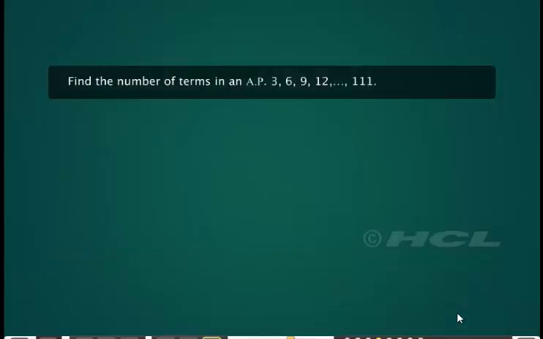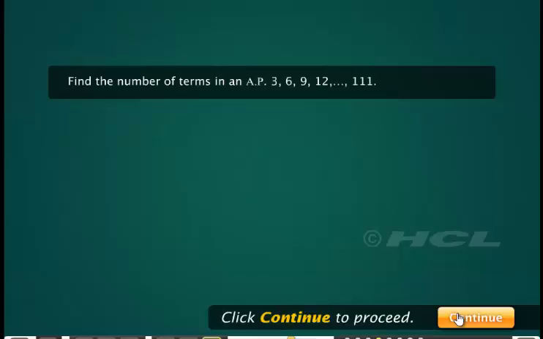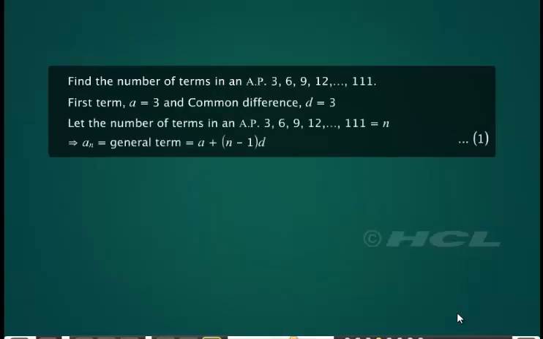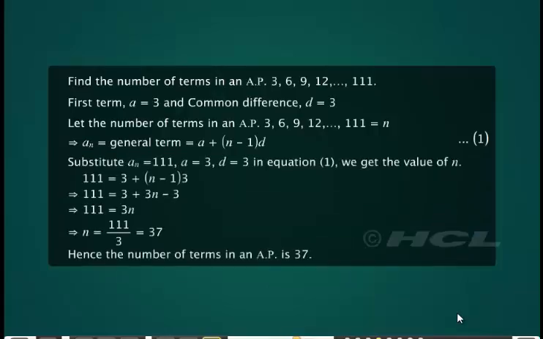Now find the number of terms in the given arithmetic progression. In the given AP, the first term a equals 3 and the common difference d equals 3. Let there be n terms in the given AP. Then the nth term is given by the general term as shown. Label this equation 1. In the given AP, the nth term is 111. Hence, substitute an equals 111, a equals 3 and d equals 3 in equation 1 and simplify to get n equals 37.